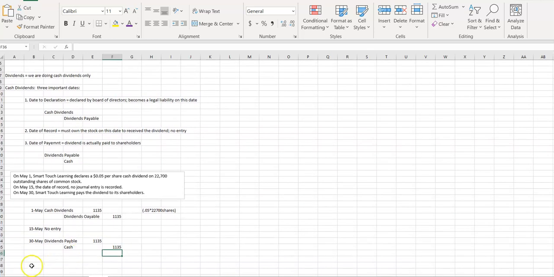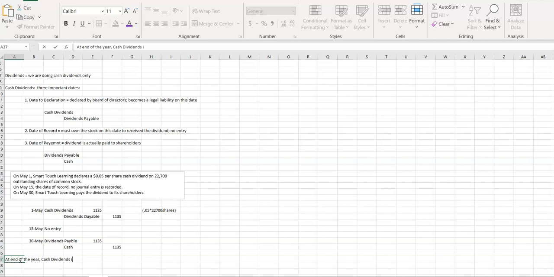And then, I don't know if you recall, but at the end of the year, cash dividends is closed to retained earnings. And that would be a debit to retained earnings. We did this in Chapter 4, and a credit to cash dividends. And it would be whatever the total was in there by the end of the year. They may have more than one dividend during the course of the year.